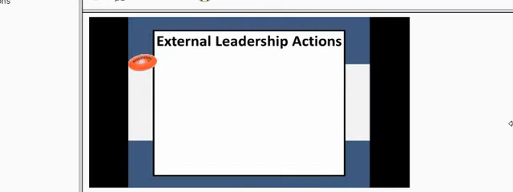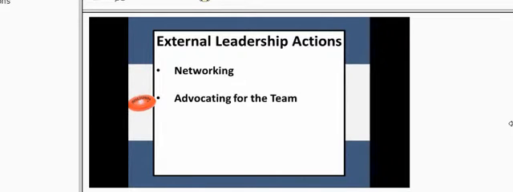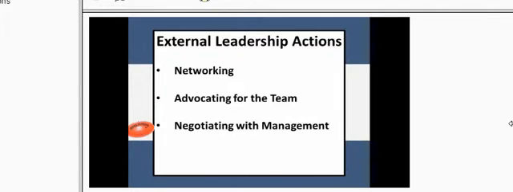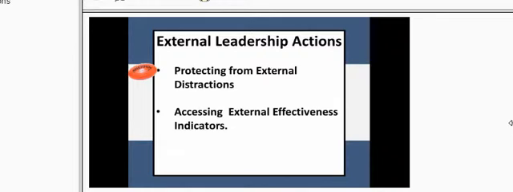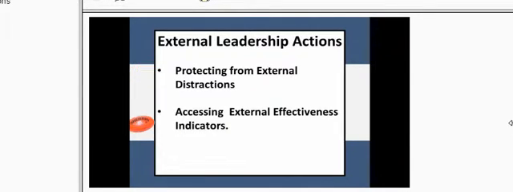Some external leadership actions suggested in the HAO model for team leadership include networking to form alliances and gain access to information from external sources, advocating for the team with those who can have an impact on its environment, negotiating with senior management for recognition, support and resources, protecting team members from external distractions, accessing and examining external indicators of effectiveness, such as surveying of customers, and providing team members with information so that they understand the environment that they are working within.